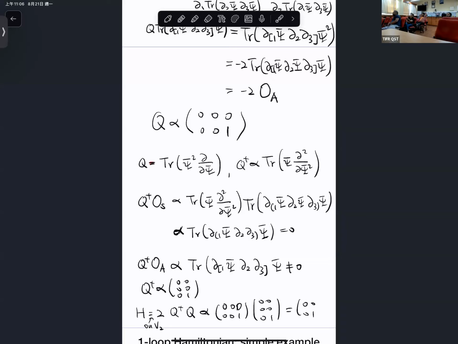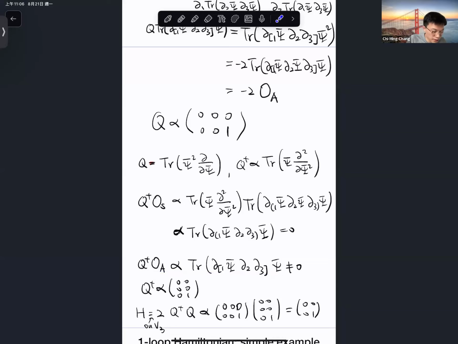That is before the matrix. Yeah, it should be on V3, I guess. Anyway, Q dagger acting on something must be non-zero because there is a 1 in the matrix. So which is it? Q dagger on something. On OA, I see. On OA, it acts to be non-zero. On OA is non-zero.